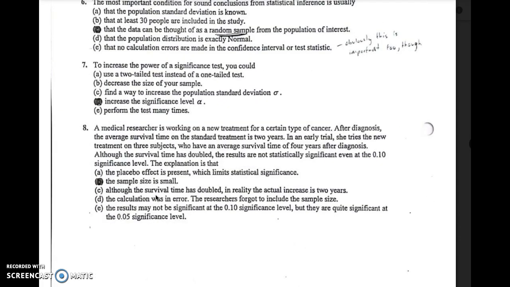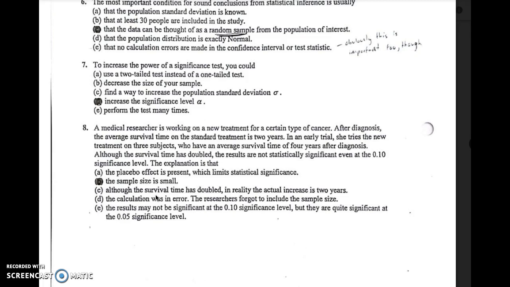For question 8, it says a medical researcher is working on a new treatment for a certain type of cancer. After diagnosis, the average survival time on the standard treatment is 2 years. In an early trial, she tries the new treatment on 3 subjects who have an average survival time of 4 years after diagnosis. Although the survival time has doubled, the results are not statistically significant even at the 0.10 significance level. The explanation is that what?